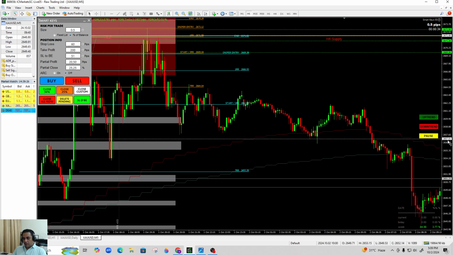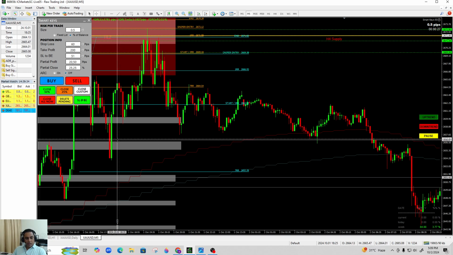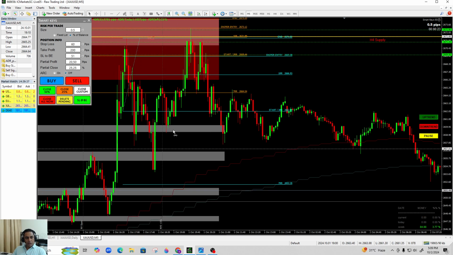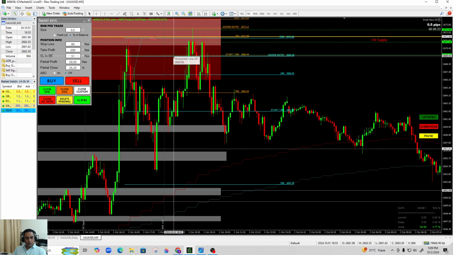So right there, that 2657 was a daily SR level that we had marked yesterday. That's been there on our chart. I had marked that as well. So around there, that was about 150 pips. I got out on this trade, right? And that gave me some fairly decent RR.